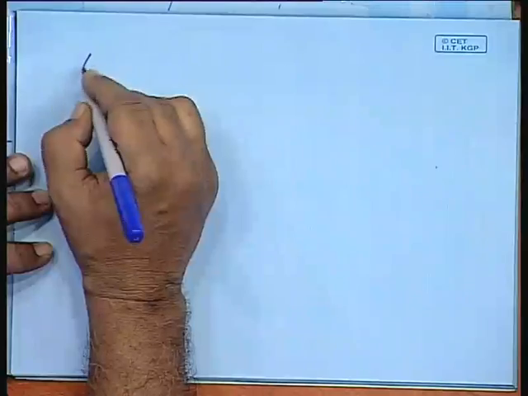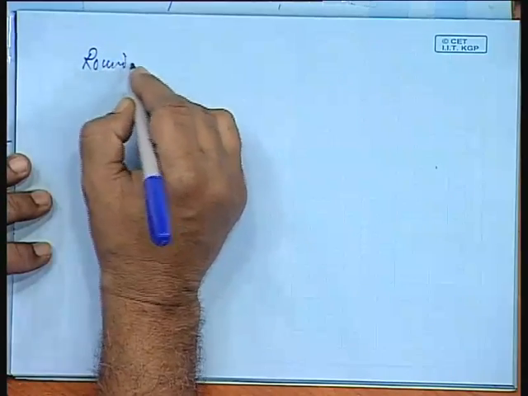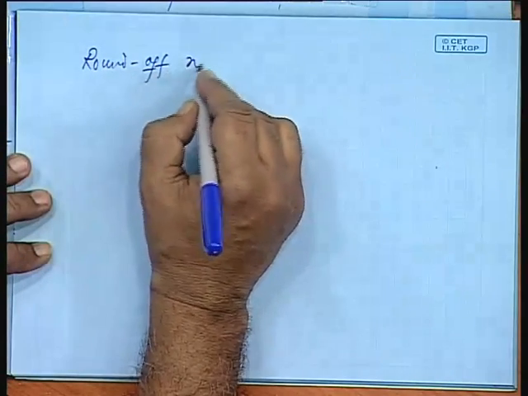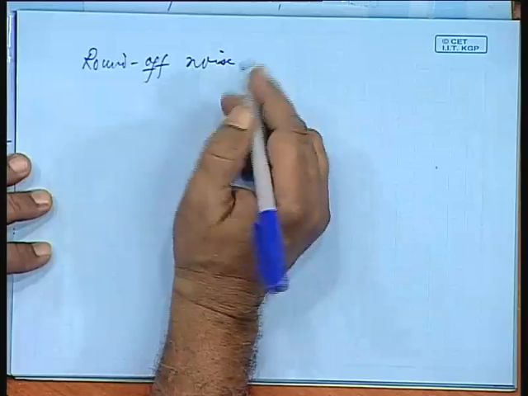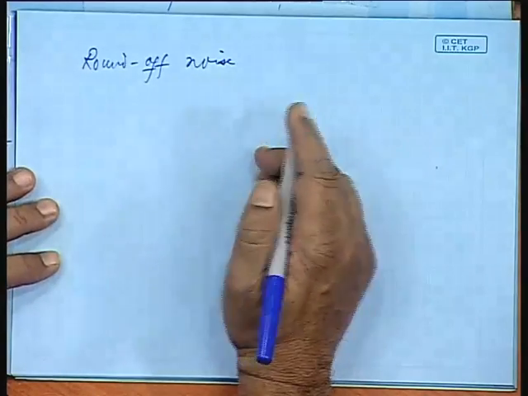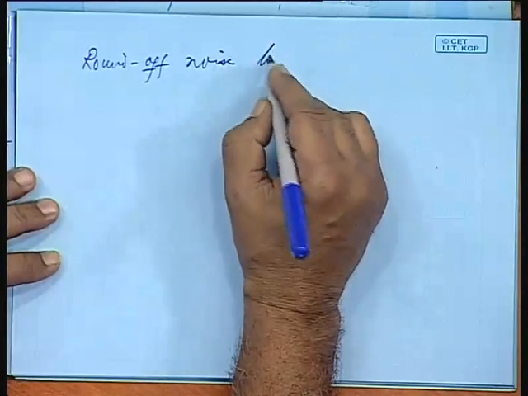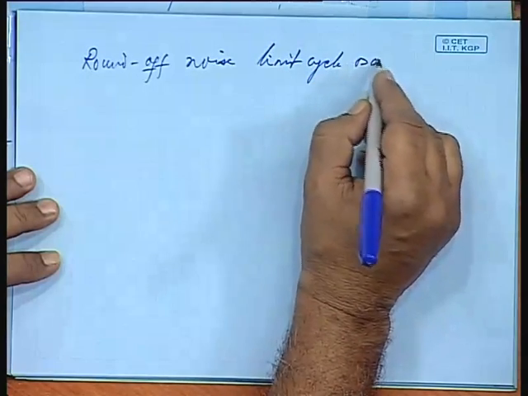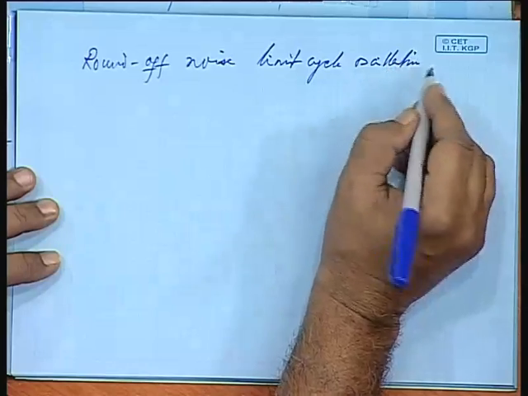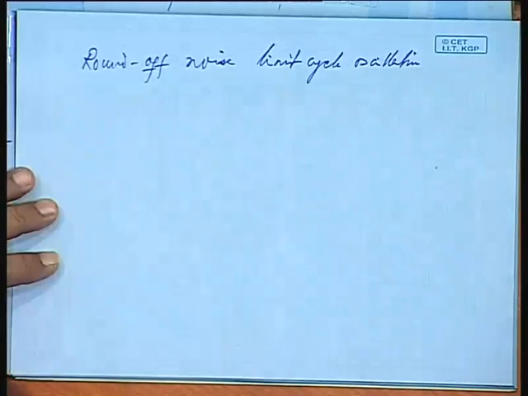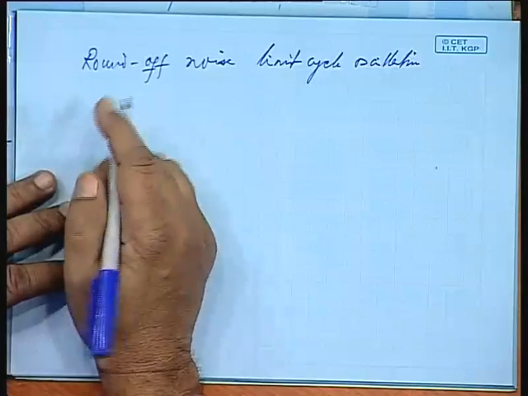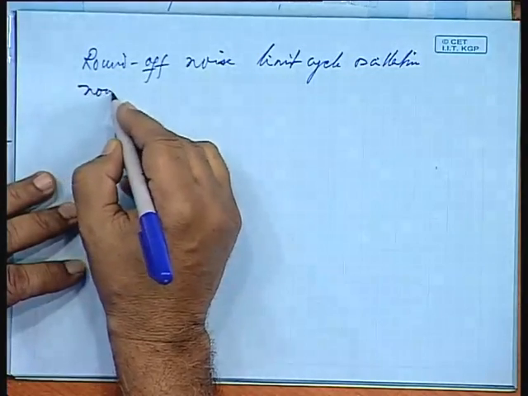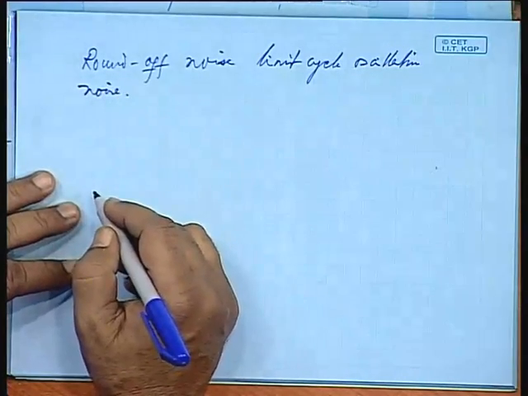So, round off noise, which may be positive or negative, may cause a limit cycle oscillation. And noise, random noise.